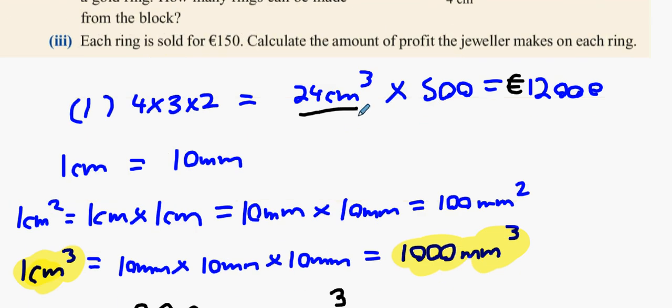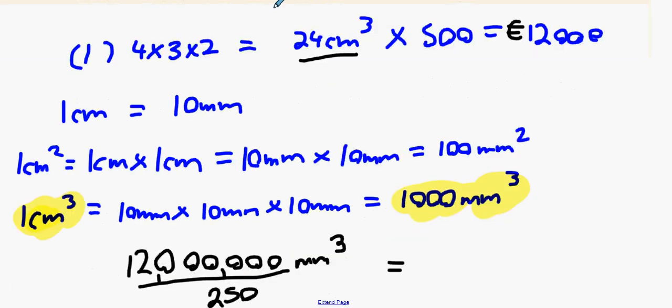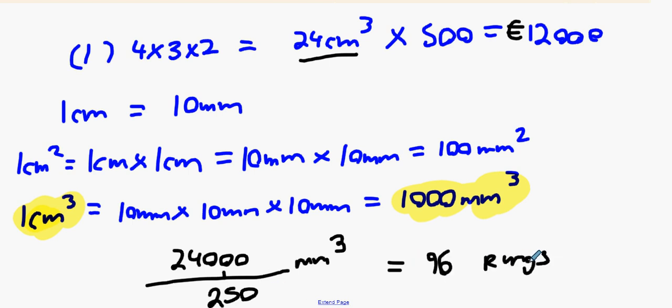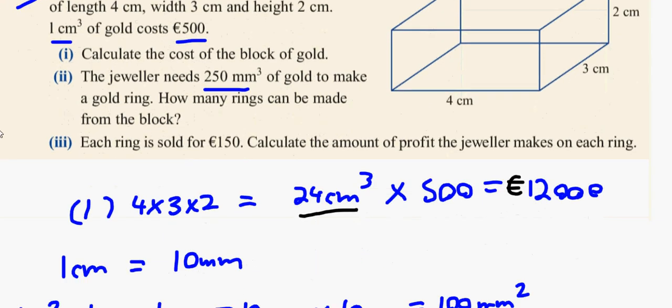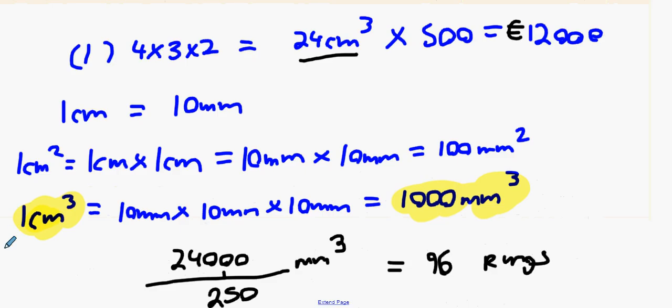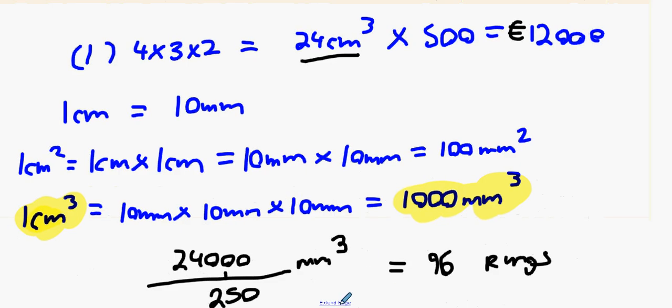So 24 multiplied by 1,000 is 24,000 millimeters cubed. That makes sense. And what's 24,000 millimeters cubed divided by 250? 96 rings. Thank you very much. Sorry about that. Now, each ring is sold for 150 quid. So let's multiply 96 by 150. What do you get?